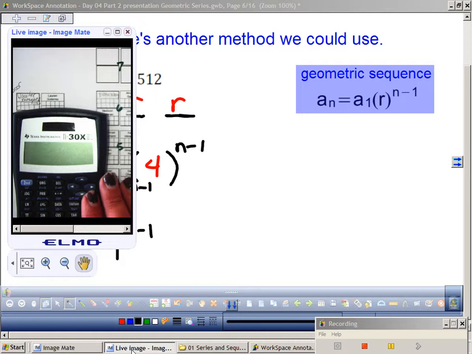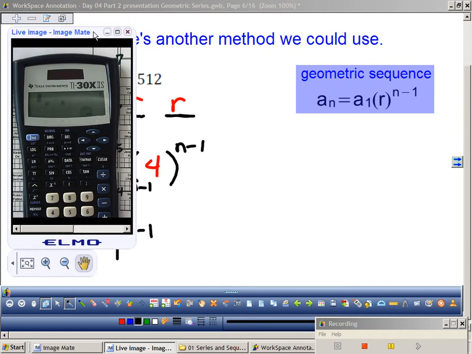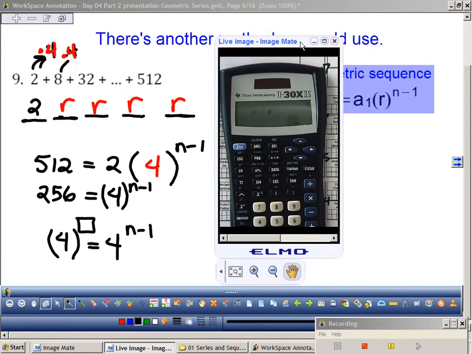4 to the, let's see, let's make a guess. 3? 4 to the third, and I'm going to push equals. And I get 64. Is 64 big enough? No, we need to go bigger. 256. So 4 to the 4th. Let's try that one. Bingo, 256.